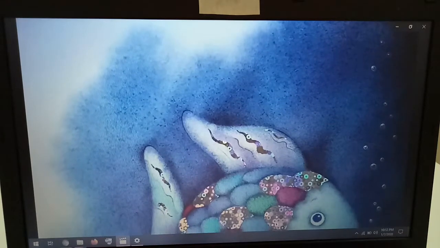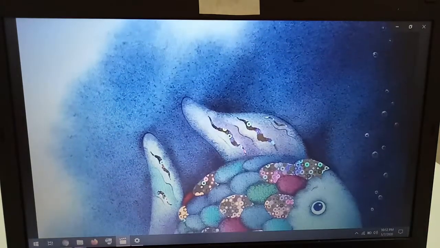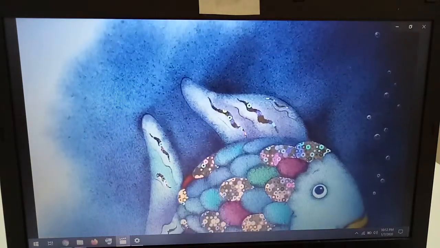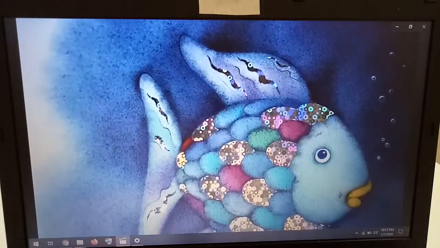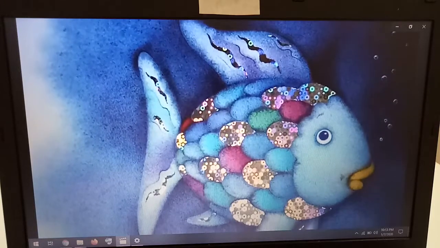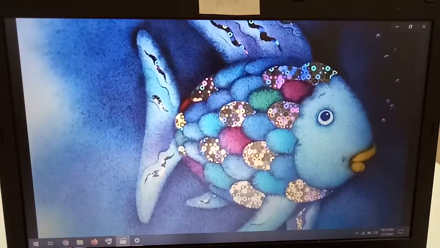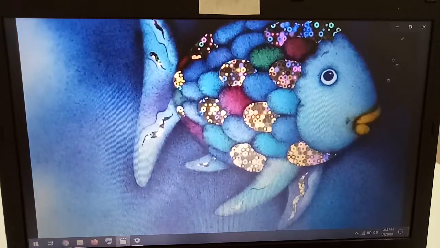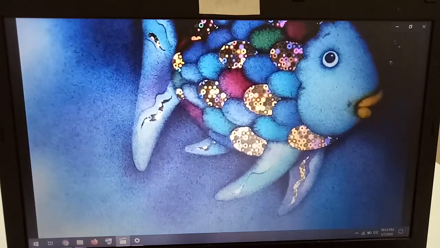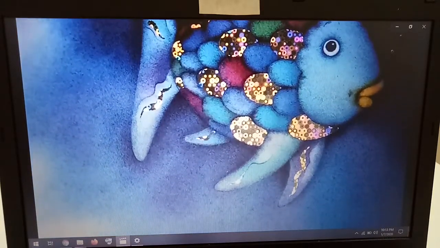"I can't," the Rainbow Fish started to say, but the octopus had already disappeared into a dark cloud of ink. "Give away my scales? My beautiful shining scales? Never. How could I ever be happy without them?"